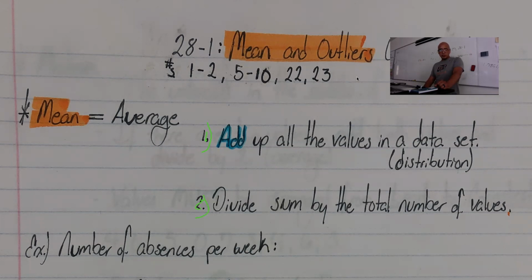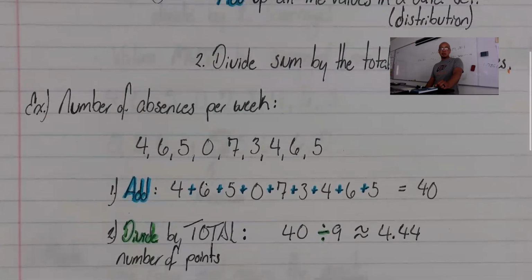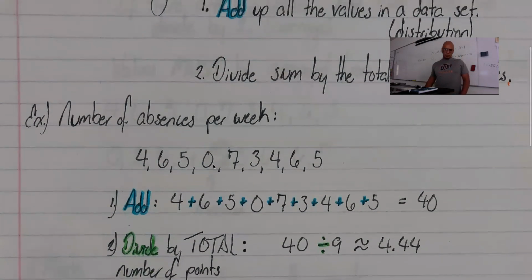For example, let us suppose that you wanted to get the average for the number of absences that I had over a 9-week period. This is just hypothetical. Week 1, we had 4 absences. Week 2, we had 6 absences. Week 3 would be 5. Week 4, 0. Week 5, 7. Week 6, 3. Week 7, 4. Week 8, 6 absences, and week 9, we had 5 absences.